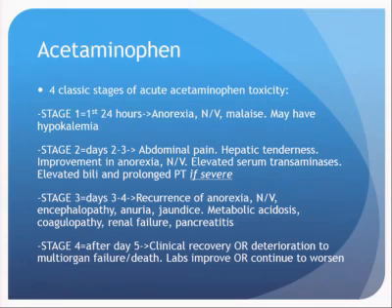So the 4 classic stages of acute acetaminophen toxicity. Stage 1 is the first 24 hours. You get anorexia, nausea, vomiting, malaise. They may have a little hypokalemia. Stage 2 is days 2 and 3. They can get abdominal pain, hepatic tenderness, somewhat improvement of their anorexia, nausea, and vomiting. That's where you get your elevated serum transaminases, elevated bili, and prolonged PT if it's a severe ingestion. Stage 3 is days 3 and 4, and that's recurrence of anorexia, nausea, vomiting. They may get an encephalopathy, anuria, jaundice, a metabolic acidosis may develop as well as coagulopathy, renal failure, and pancreatitis.